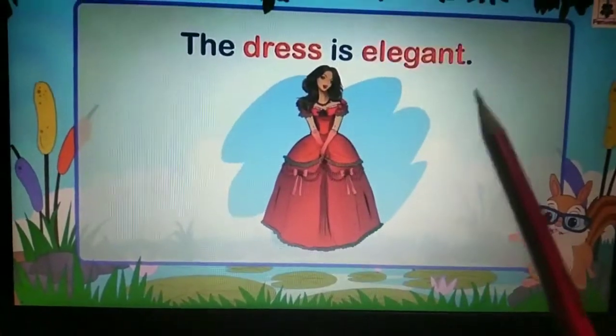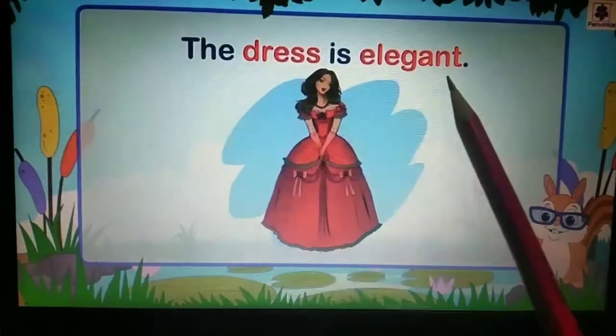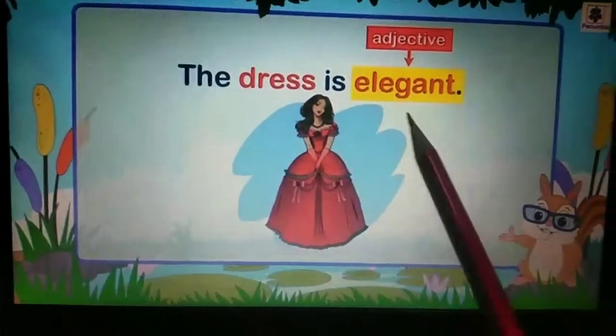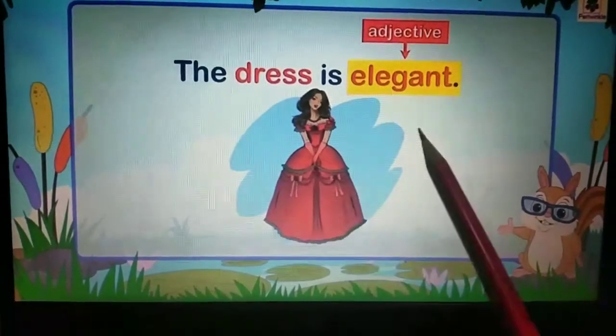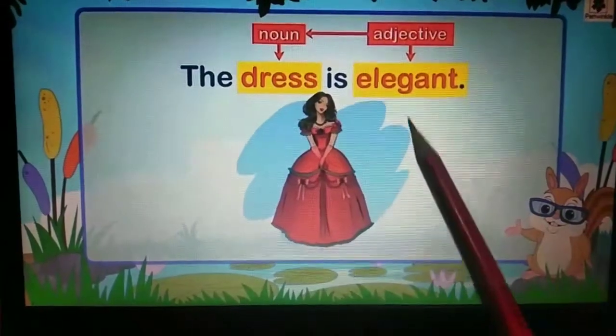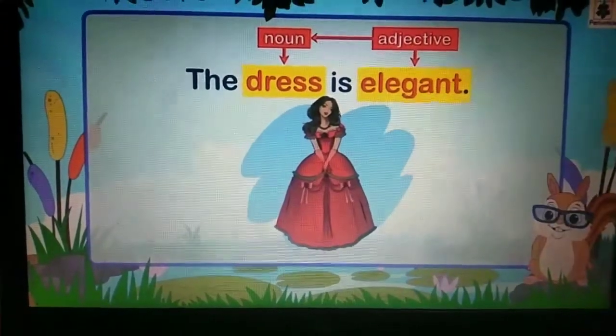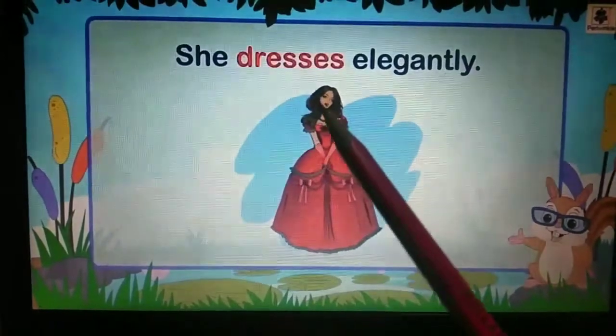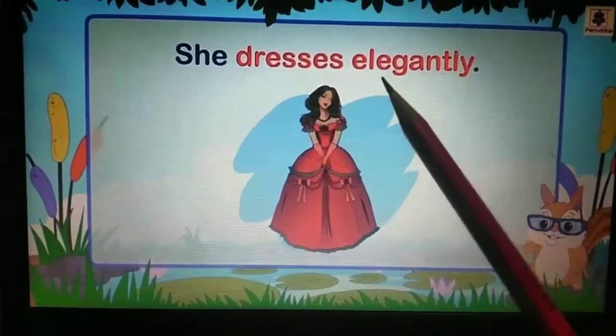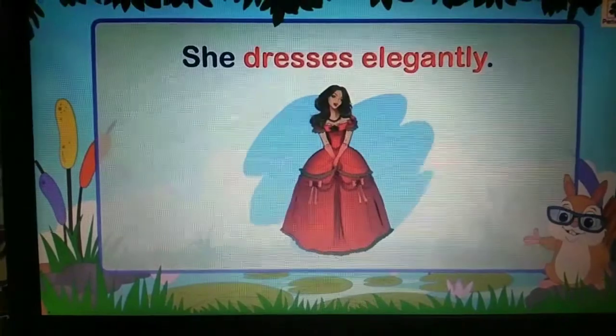The dress is elegant. Elegant is an adjective. It is describing the dress, so it is an adjective. But to make it an adverb, we add ly. She dresses elegantly. Okay, so sometimes we add ly.